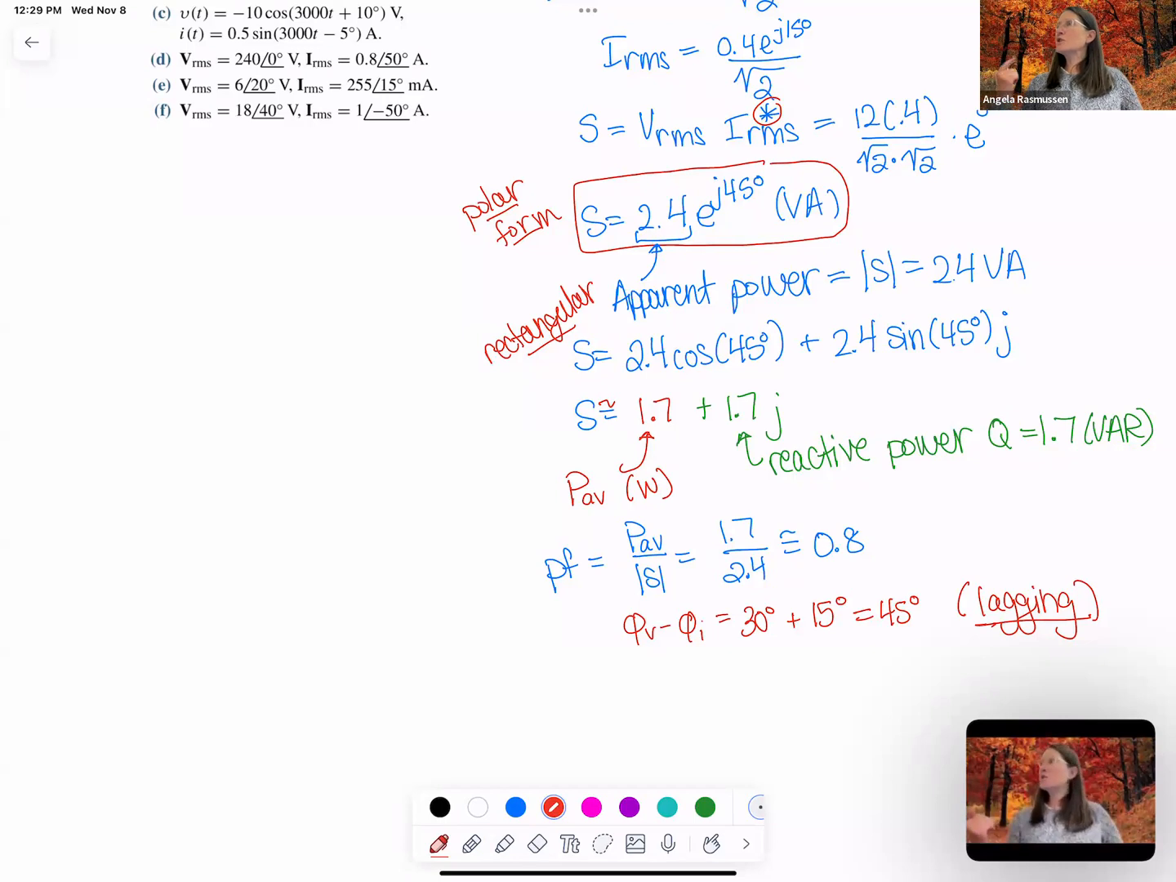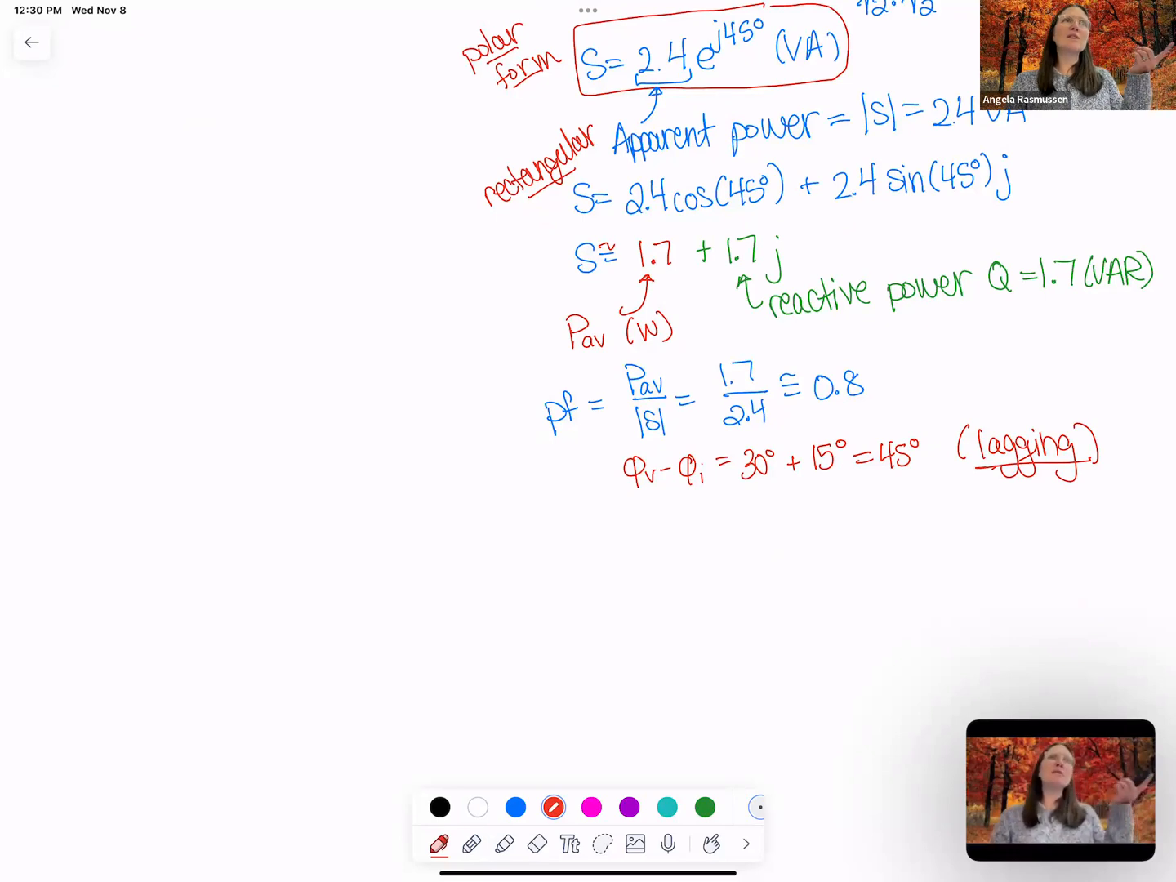Then you change it to rectangular form to get average power and reactive power. 2.4 cosine 45 degrees gives the average power in watts, and 2.4 sine of 45 degrees gives 1.7 as the reactive power Q, in volt-ampere reactive, VAR. Then the power factor has two components. One is the number itself, the average power, 1.7, over the apparent power, the magnitude in polar form, 2.4, which gives 0.8. Then you take the angle of V minus the angle of I: 30 minus negative 15 gives plus 45 degrees. Because that's a plus, it's lagging.